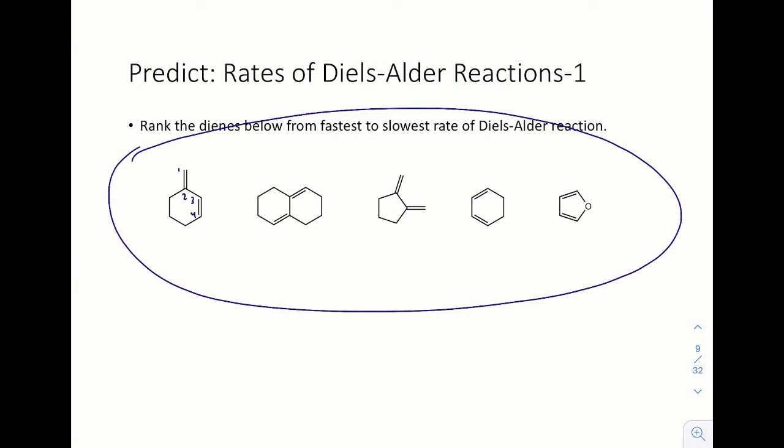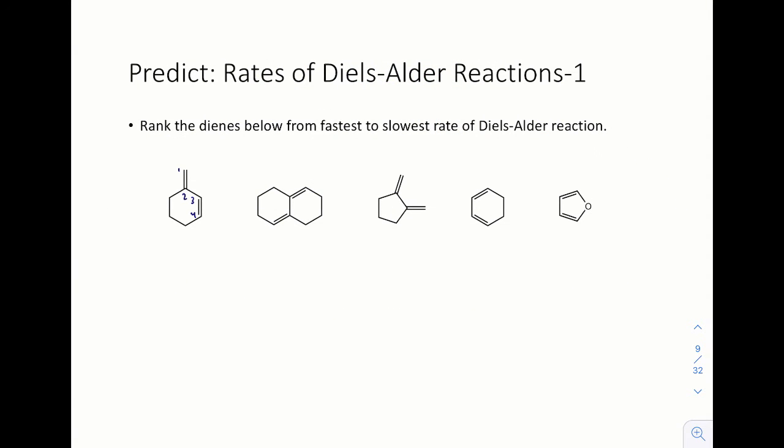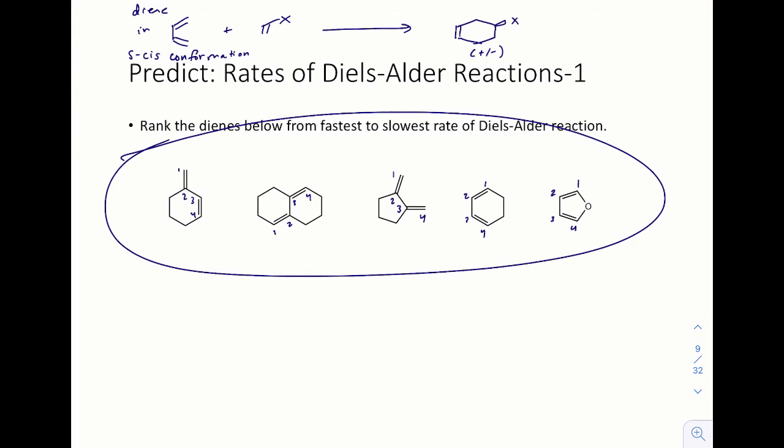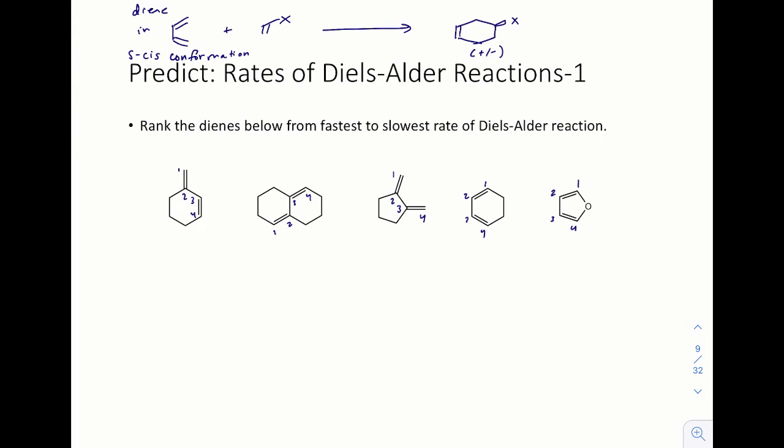For these examples, however, there is not free rotation around the carbon 2,3 bonds. These dienes are locked because they're involved in some cyclic system. So keeping in mind that dienes react in their S-cis conformations in the Diels-Alder reaction, please take a moment and rank these dienes from fastest to slowest rate of Diels-Alder reaction.